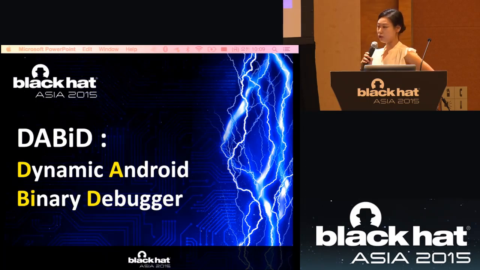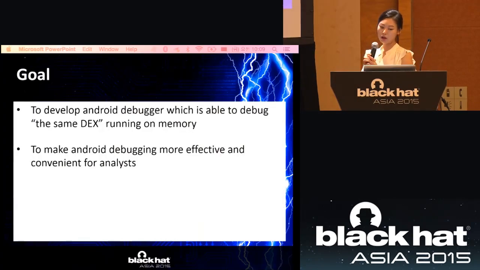So now let me introduce our work, DABiD, Dynamic Android Binary Debugger. The goal of our project is to develop an Android debugger which is able to debug the same DEX running in memory. Also, there were some bothersome presetting jobs, and there are some things that should be advanced in debugging. So we aimed at making Android debugging more effective and convenient for analysts.